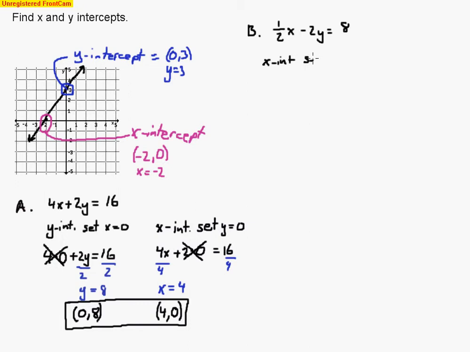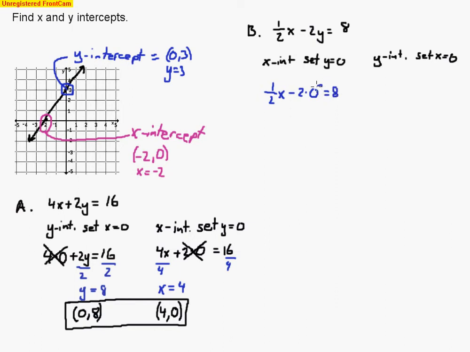So remember, I'm going to set y equal to 0. And then over here, I'm going to find my y-intercept. And when I find the y-intercept, I'm going to set x equal to 0. So let's see what happens when I do that. Well, when I put in a 0 for y, it's going to cancel out this whole term. So all I'm left with is the 1/2 x minus, and then this 2 times 0 again cancels that term out, and it equals 8.